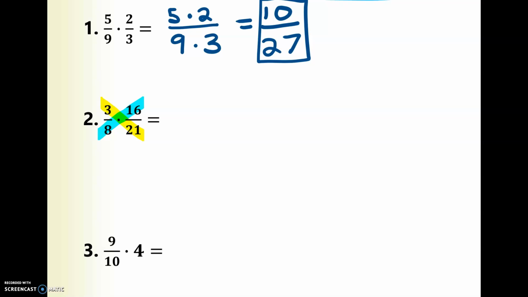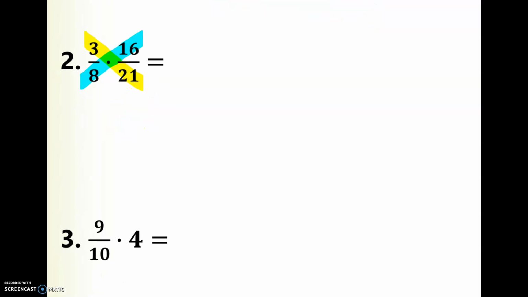I can brainstorm, and you might realize, oh wait, look at that, 8 and 16 have a common factor. We can divide them both by 8. So I'm going to divide both of those by 8 before I even start doing anything, and I'm just going to rewrite my problem over here after I've simplified it. 16 divided by 8 gives me a 2 right here, and 8 divided by 8 gives me a 1 right there.